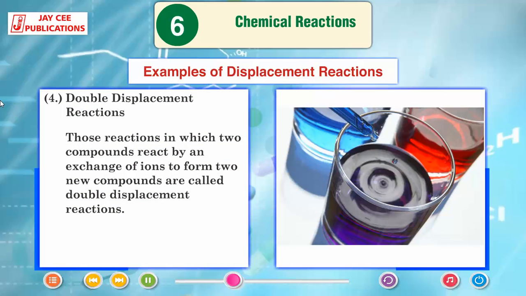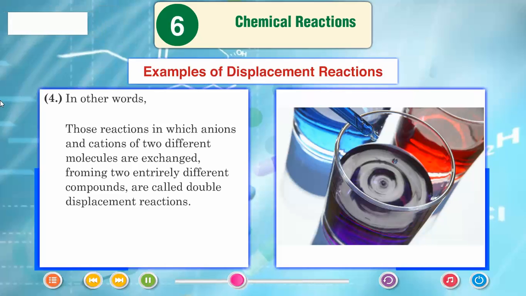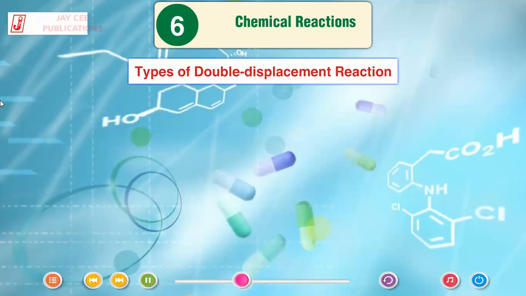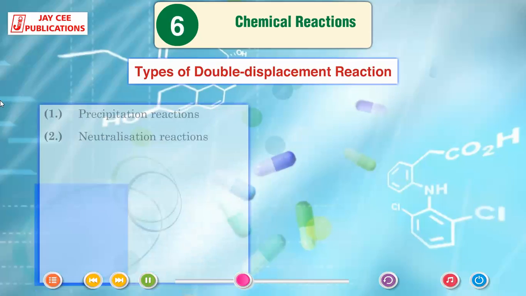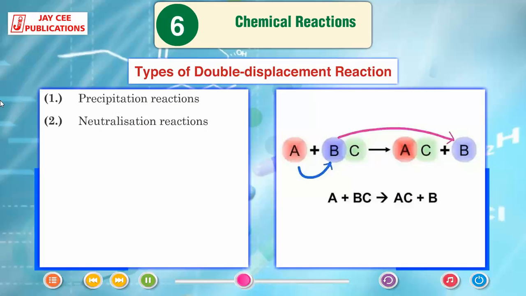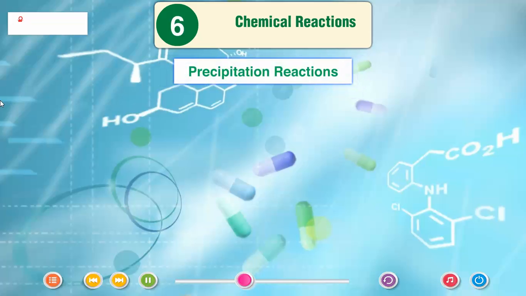Double displacement reactions. Those reactions in which compounds react by an exchange of ions to form two new compounds are called double displacement reactions. In other words, those reactions in which anions and cations of two different molecules are exchanged, forming two entirely different compounds, are called double displacement reactions. Types of double displacement reaction: precipitation reactions, neutralization reactions.